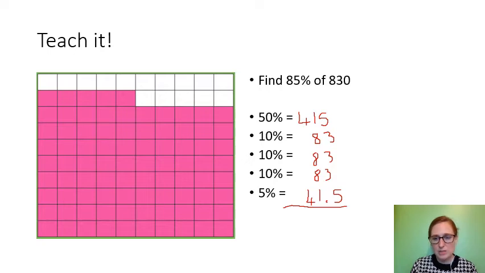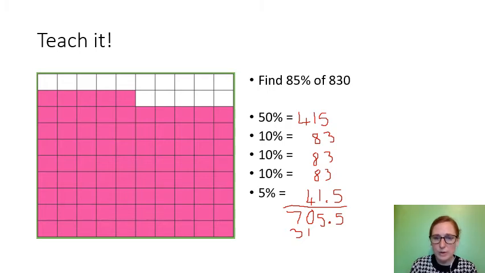Once I've got those, I can add them all together. I can combine them again. I've only got 5 tenths. 3, 6, 9 plus the 5 is 14 plus 1 is 15. We've got 8, 16, 24 plus the 4, 24 is 28 plus a 1, 29 plus the 1 is 30. Then we've got 4 plus 3, 7. So 85% of 830 is 705.5.